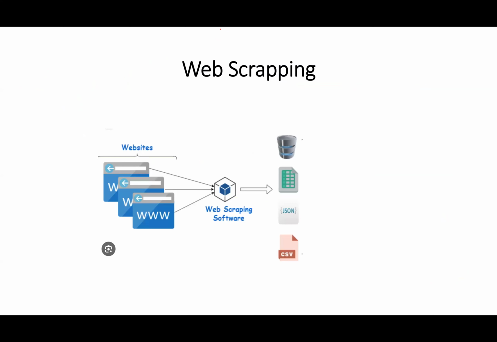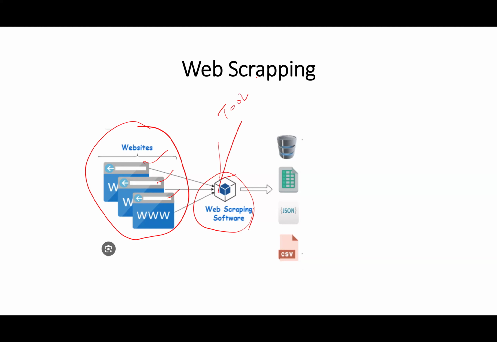So what we discussed is that web scraping is collecting content or data from different competitor websites. Here we have different websites, right? This is nothing but a web scraping tool or a script. It can be a tool or script. A script means a small program written in Python. We call it a scraper.